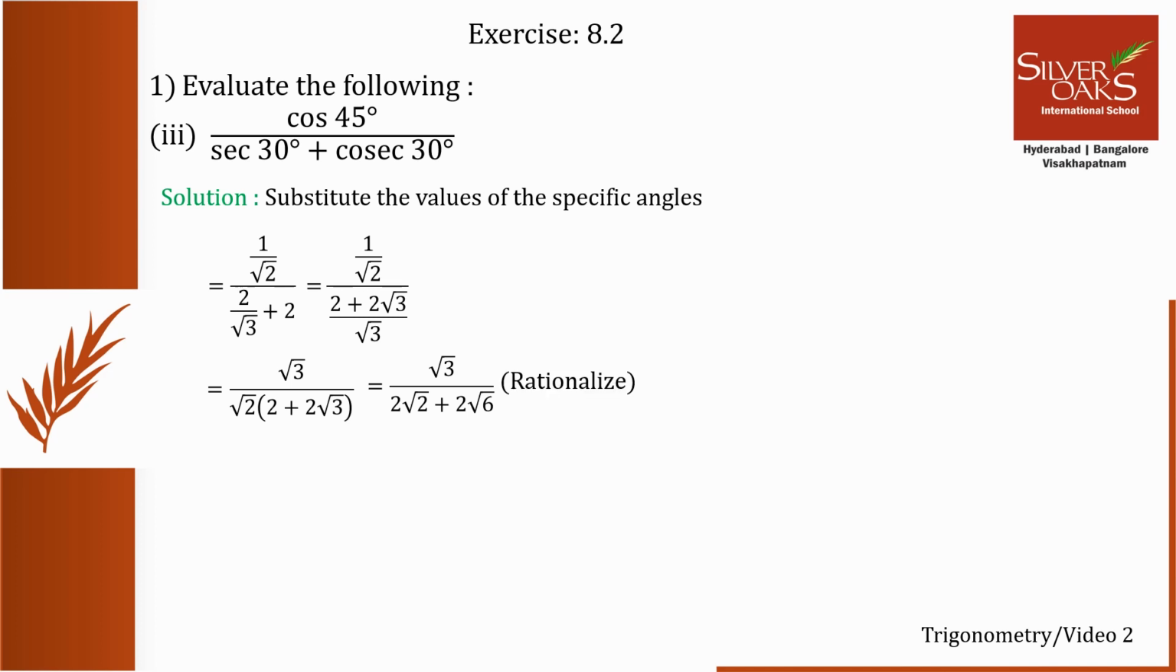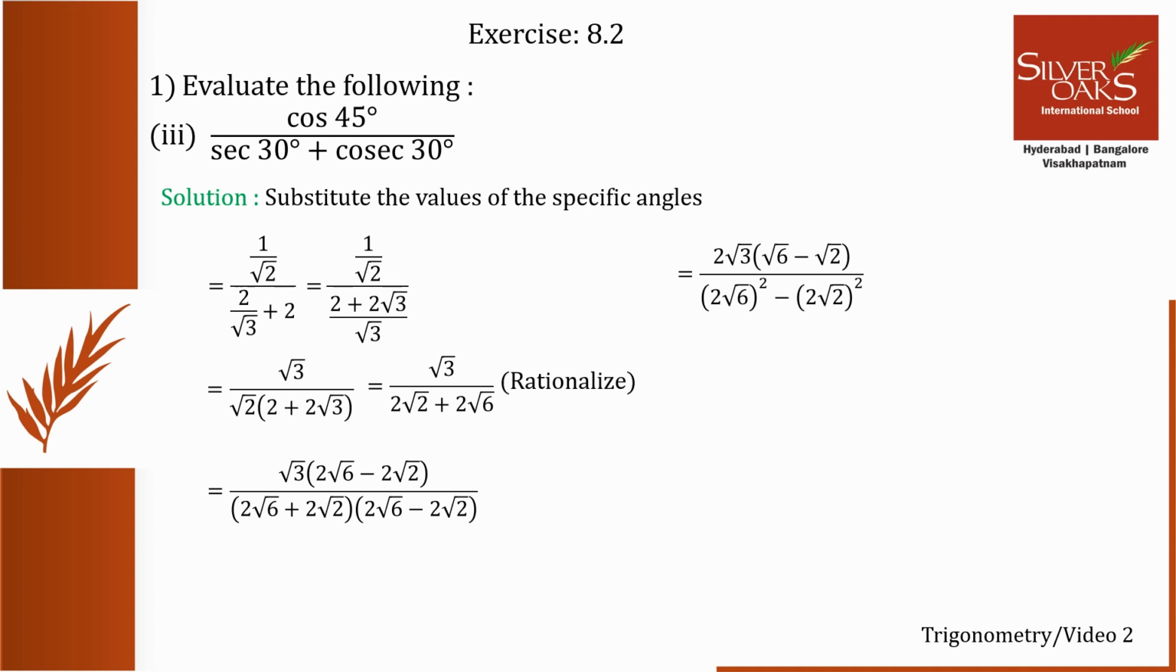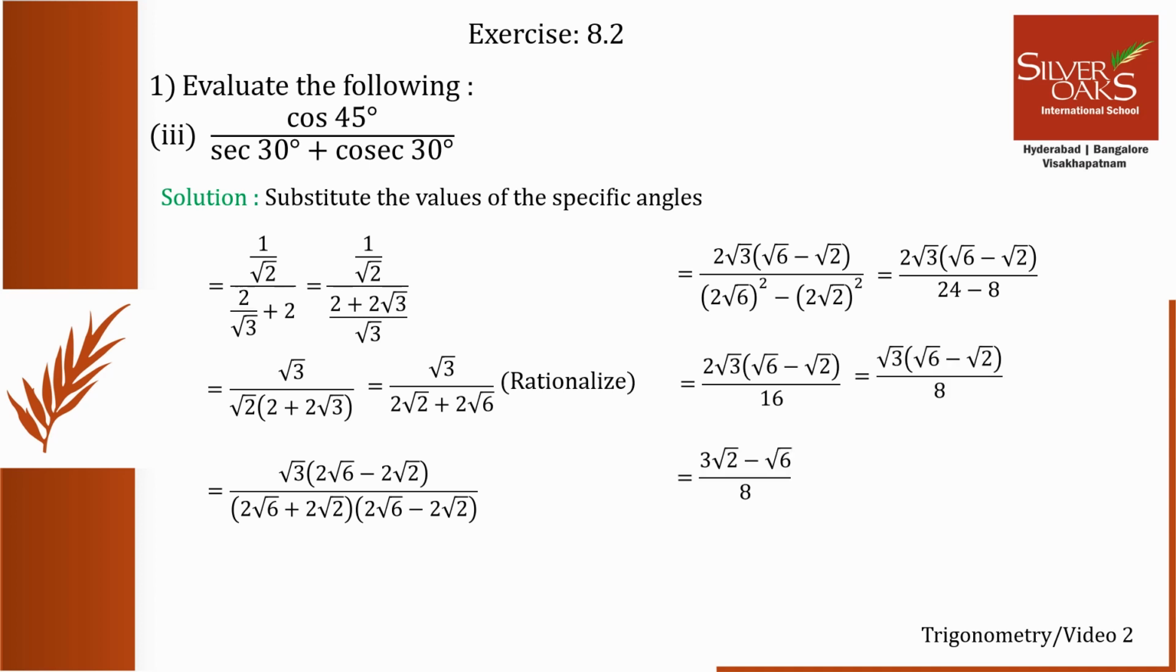Now rationalize. We learnt this concept in 9th grade. So multiply both denominator and numerator with 2 root 6 minus 2 root 2. After multiplication you get this value. So in the denominator you simplify, you will get 24 minus 8. In the numerator you multiply. So you will get the answer as 3 root 2 minus root 6 by 8.